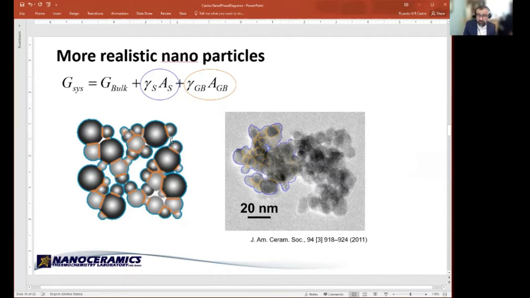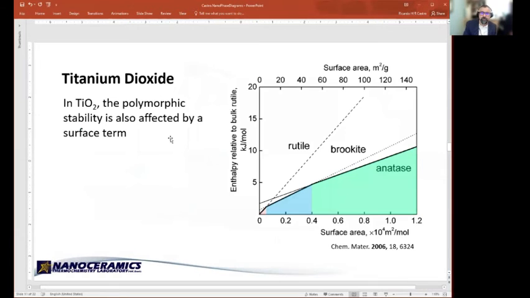But the big question is, does that make any difference in my phase stability? Well, the truth is it does. Let's take one example just to demonstrate how this is real: titanium dioxide. You have probably read many papers about that, understanding that one of the polymorphs is more photocatalytic than the other. So understanding this phase stability is really important at the nanoscale.